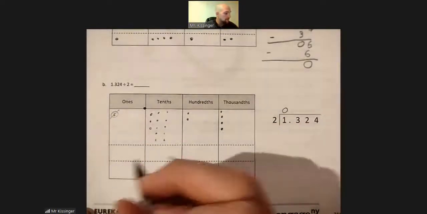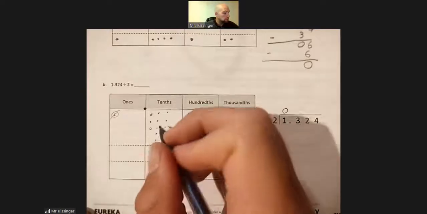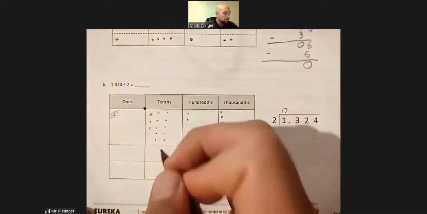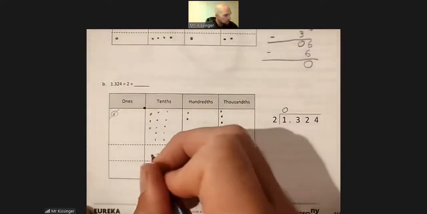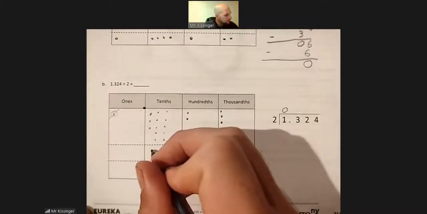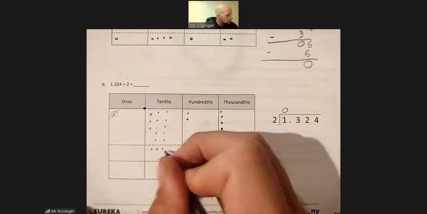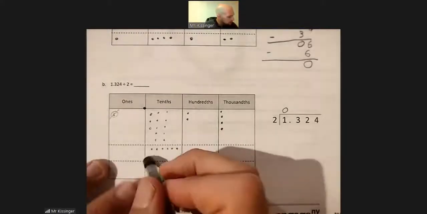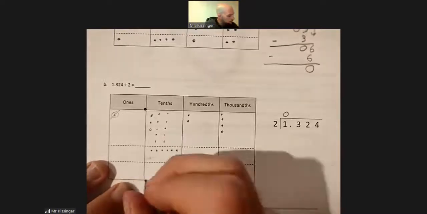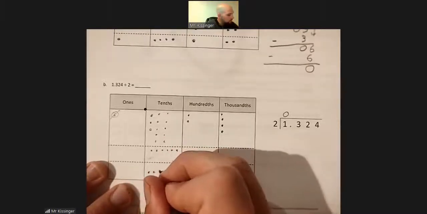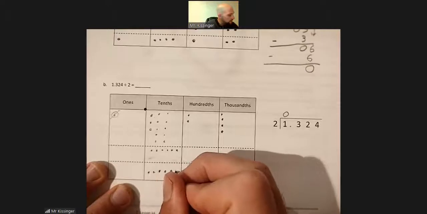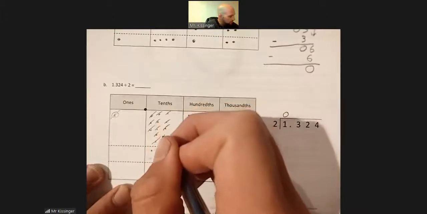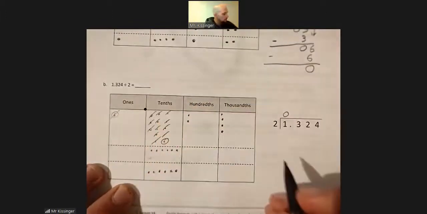We need to divide that by 2. So 13 altogether divided by 2. Well, we can do 6 in each here. So we'll do 1, 2, 3, 4, 5, 6 in each group, and we're going to have 1 left over.